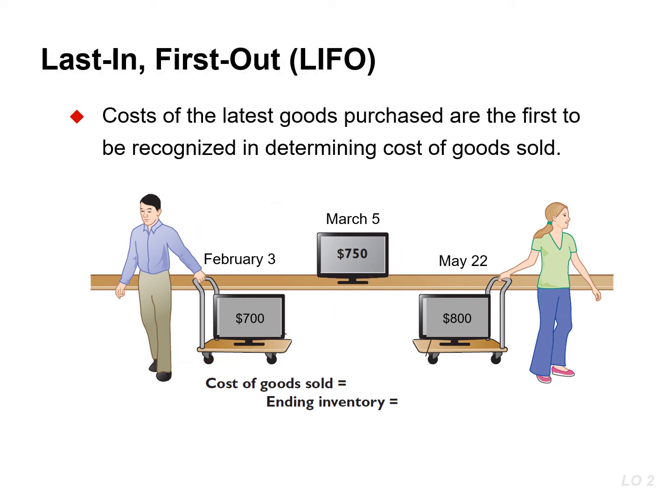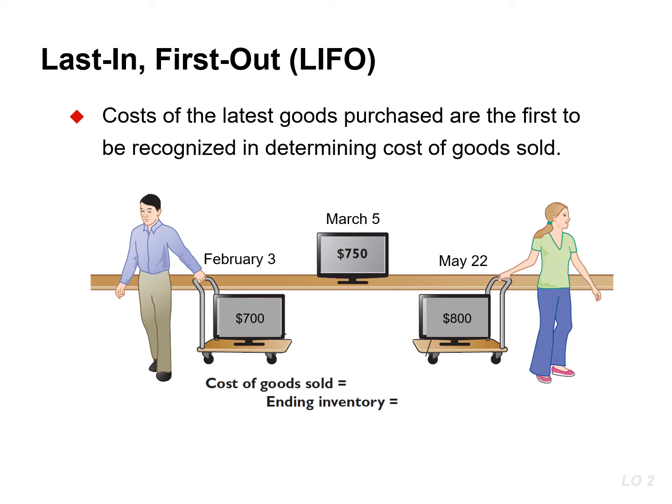The last in, first out LIFO method assumes that the latest goods purchased are the first to be sold. Under this method, the cost of the latest goods purchased are the first to be recognized in determining cost of goods sold. LIFO assumes that the most recent purchased goods, the last ones in, are sold first.